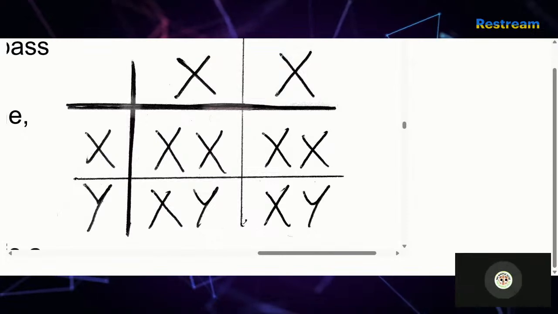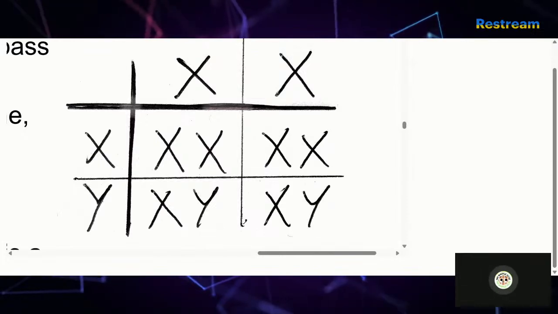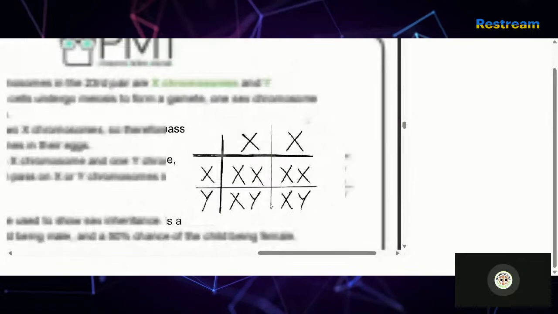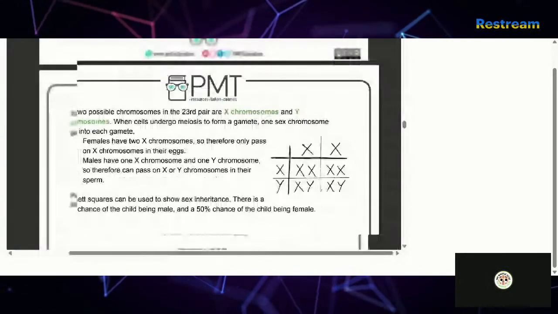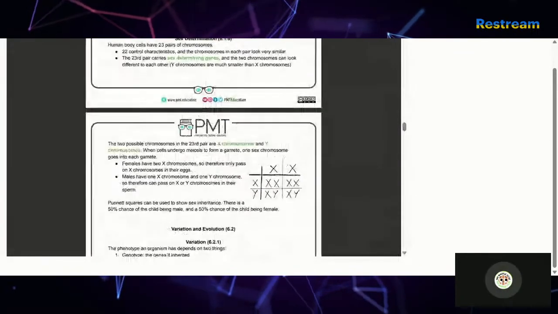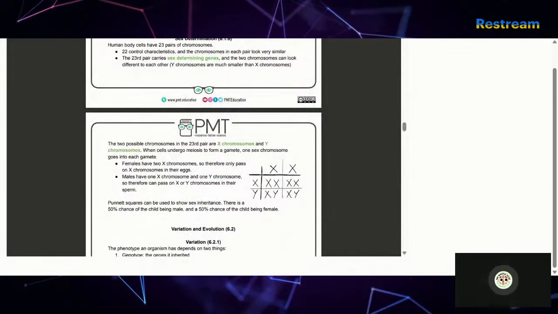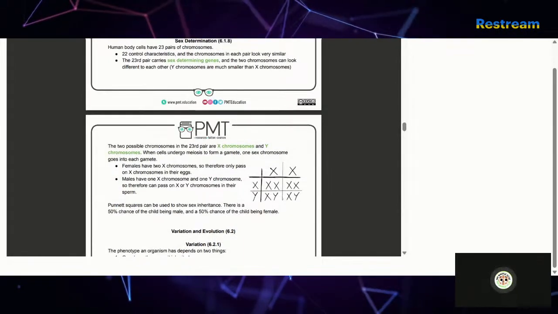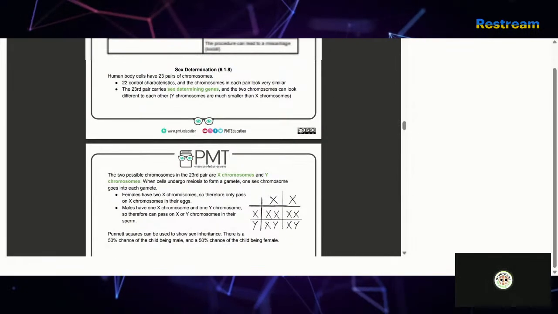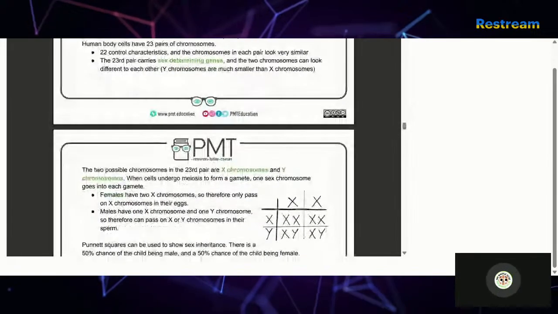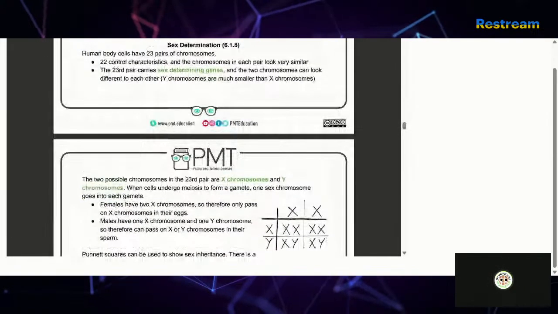Now, you also have other methods to look at genetic diagrams which show the gamete combinations. So you also have another type of genetic diagram. It's more complicated and it's not shown in these notes, so I might just skip over that for now because it's not too necessary.